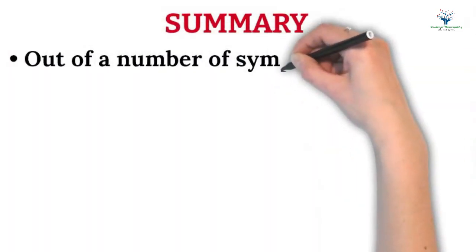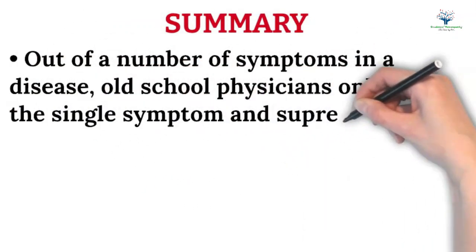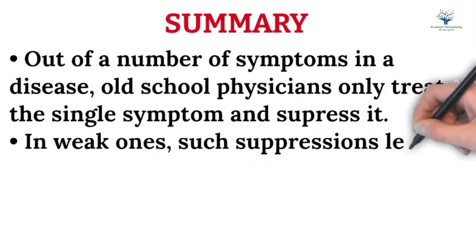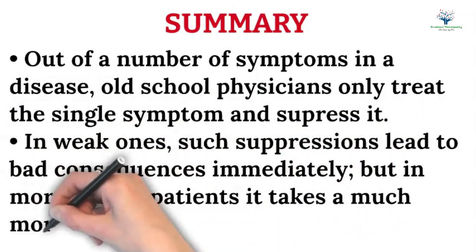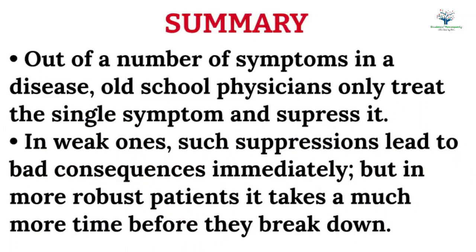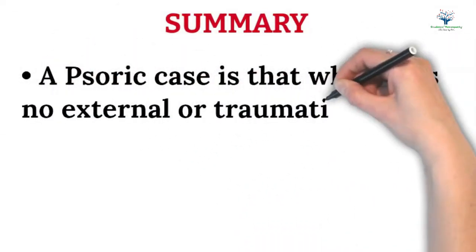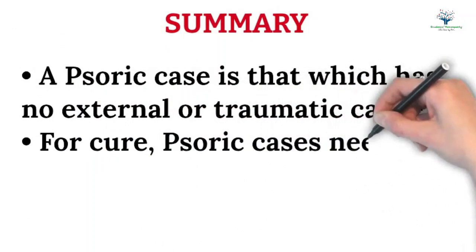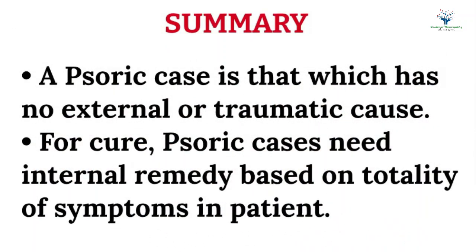Out of a number of symptoms in a disease, old school physicians only treat the single symptom and suppress it. In weak ones, such suppression leads to bad consequences immediately, but in more robust patients, it takes much more time before they break down. A psoric case is that which has no external or traumatic cause. For cure, psoric cases need an internal remedy based on the totality of symptoms in the patient.